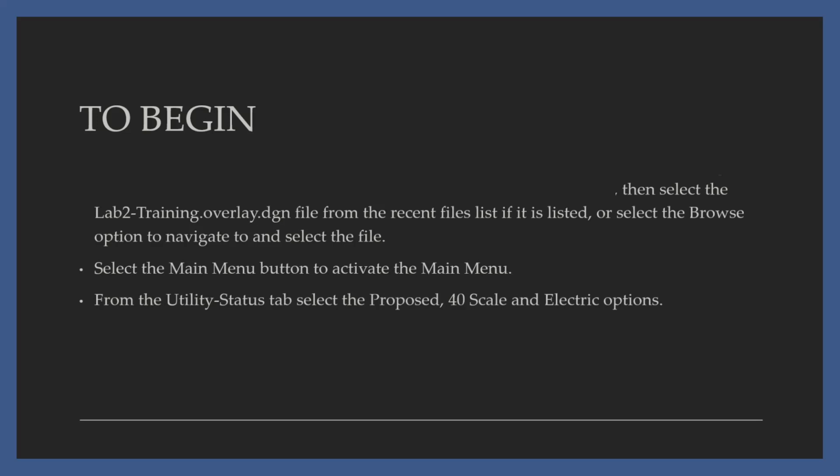Select the Main Menu button to activate the main menu. From the Utility Status tab, select the proposed 40 scale and electric options.